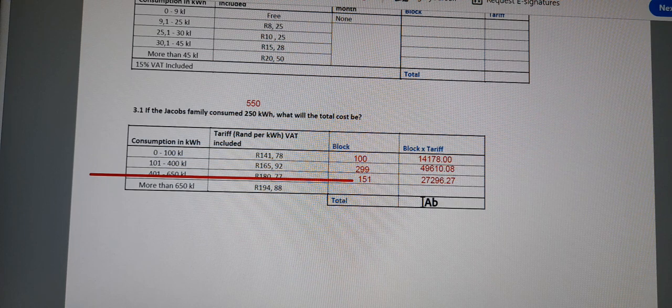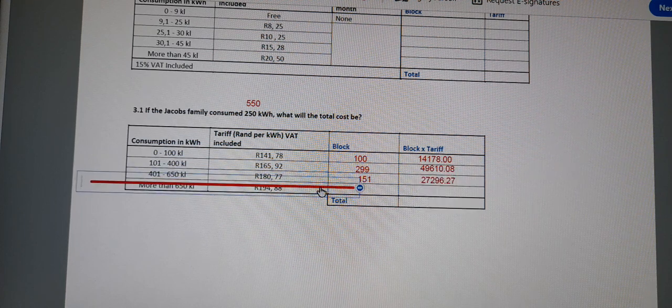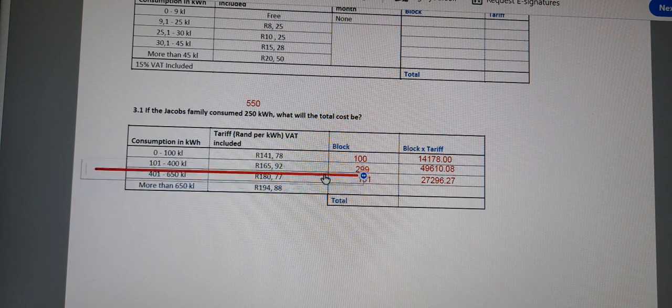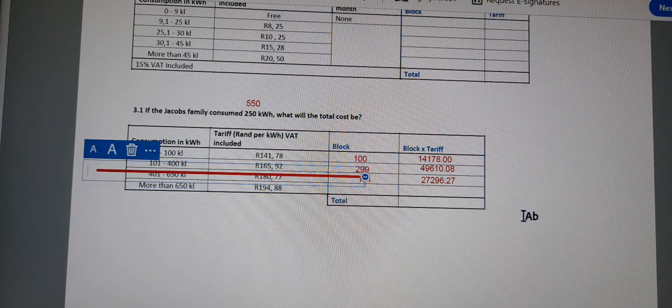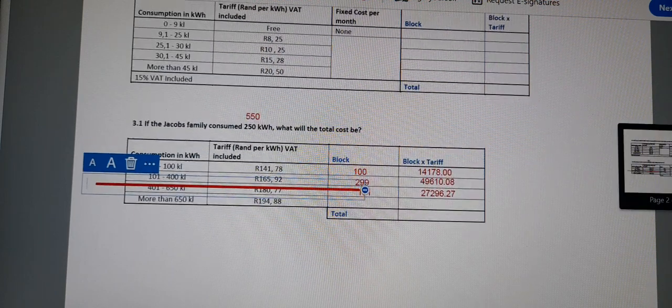Then for the total, you can get your total here. Now you know how much they will pay, what will be their cost per month. Okay, so it's easy to do tariff using this table. Okay, so I did this for you.